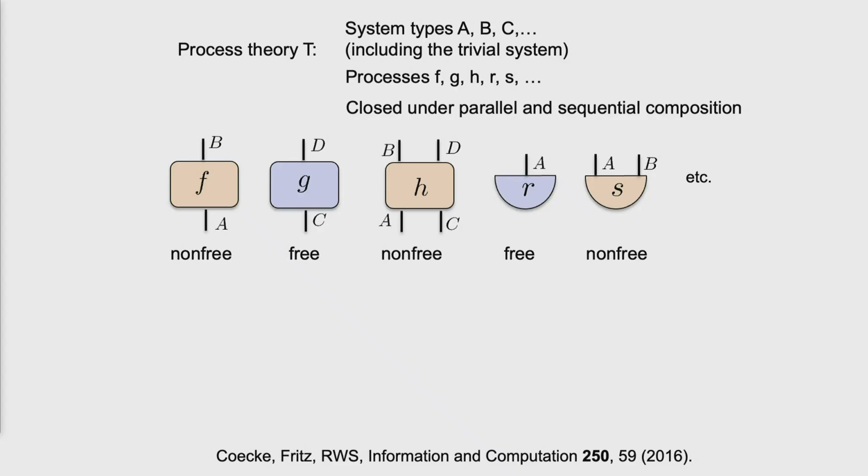But you can typically find a lot of interesting sub-theories of the process theory that are non-trivial, right? A set of things that I can wire together in arbitrary ways that's still free. An example would be that the things I can do with local operations and classical communication are a strict subset of all the things I can do. It's closed, and it defines a partition between what's free and non-free that's non-trivial. And so it defines a non-trivial resource theory.